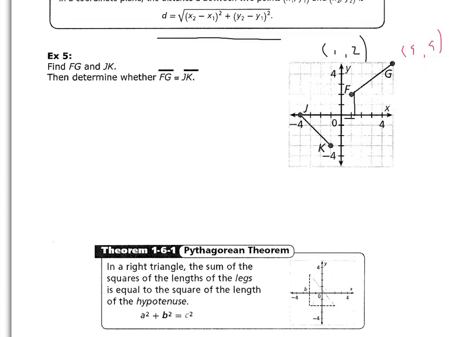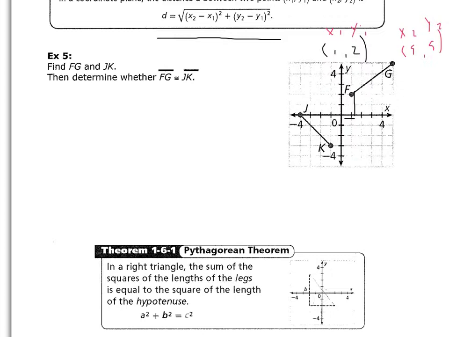Then you have to go ahead and assign the values. We're going to start with this one. It's going to be x1 and y1. You can start with whichever one you want, it doesn't matter. And this one's going to be x2 and y2. Then you simply plug your coordinates into your distance formula. So let's go ahead and start.